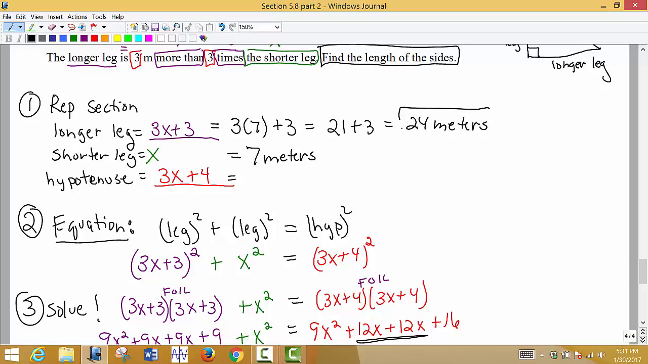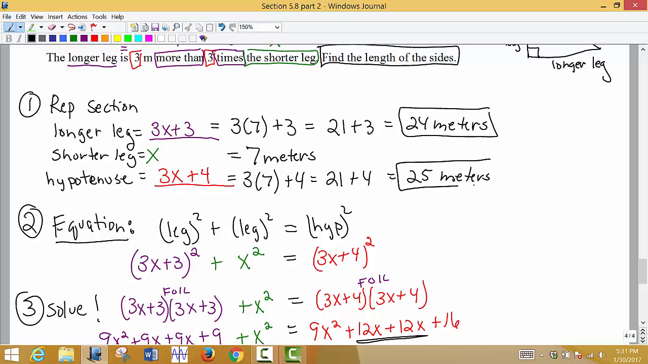For the hypotenuse, which is always the longest side of a triangle, I will also plug in the 7 in place of x. 3 times 7 plus 4, so I will get 21 plus 4, which gives me 25 meters. So now I know the lengths of all of the sides of the triangle: 24, 7, and 25.